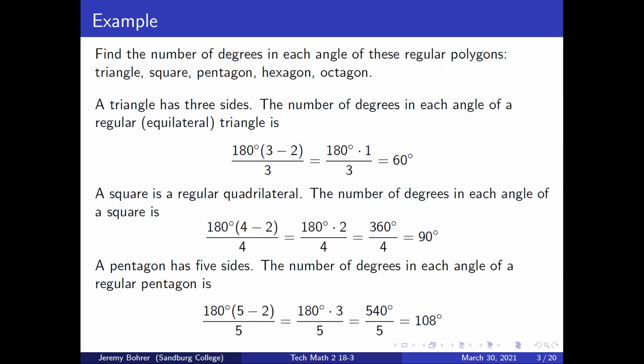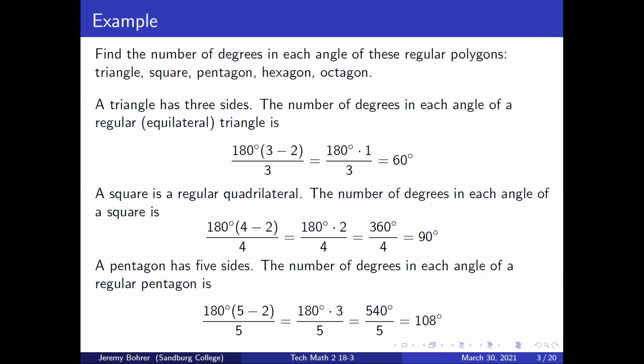Find the number of degrees in each angle of these regular polygons: triangle, square, pentagon, hexagon, octagon. A triangle has 3 sides. The number of degrees in each angle of a regular or equilateral triangle is 180 degrees times 3 minus 2 over 3, which is 180 degrees times 1 over 3, or 60 degrees.